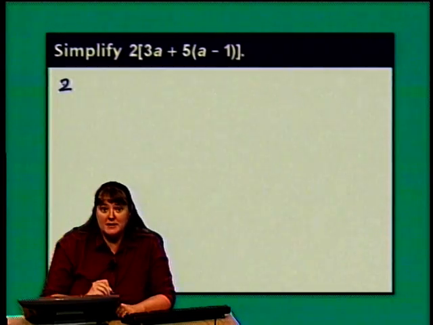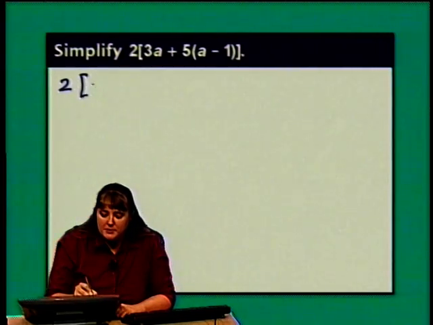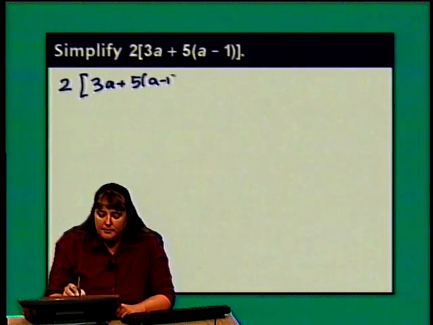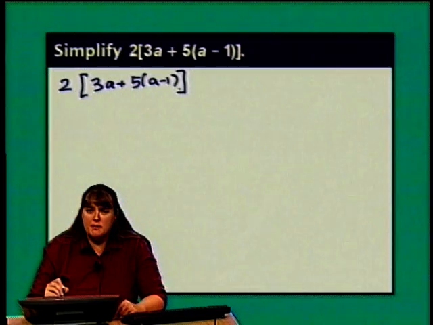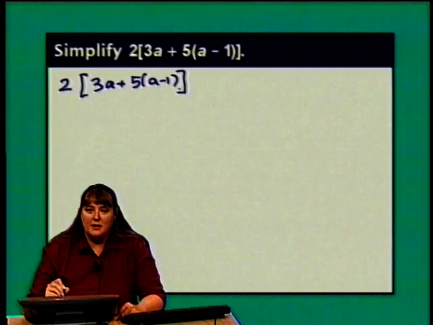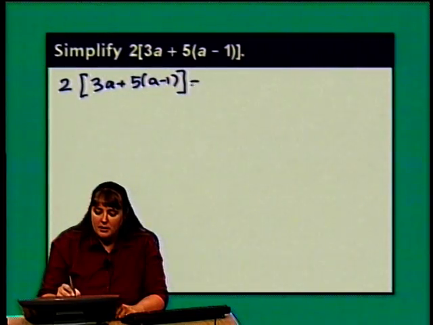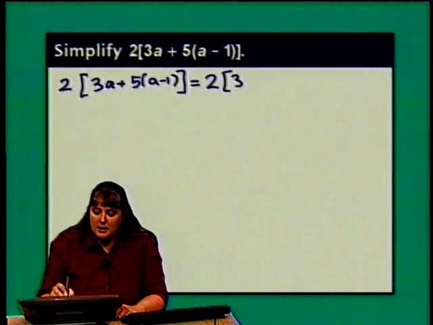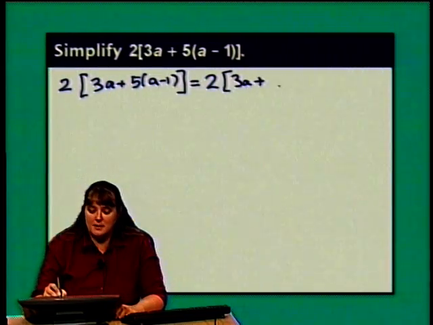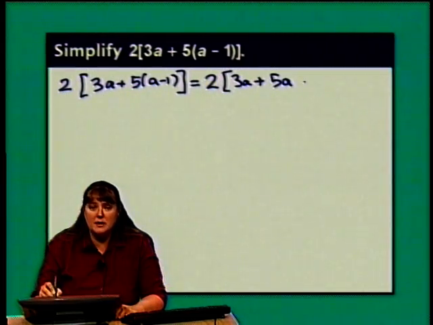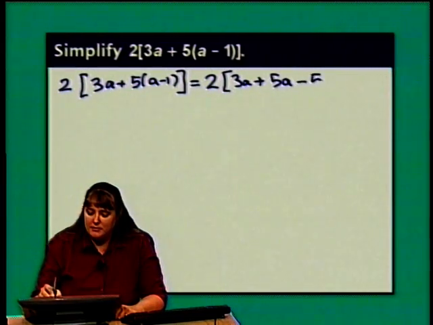Now let's try a problem with nested grouping symbols. Here I have 2 times the quantity 3a plus 5 times the quantity a minus 1. Remember, with nested grouping symbols, we need to start with our innermost set of grouping symbols. That's the parentheses around the a minus 1. A and negative 1 aren't like terms. I can't do anything with that, but I can distribute the 5 through that set of parentheses. So I have 2 times the quantity 3a plus 5 times a, which I can write as 5a, minus 5 times 1 is 5.